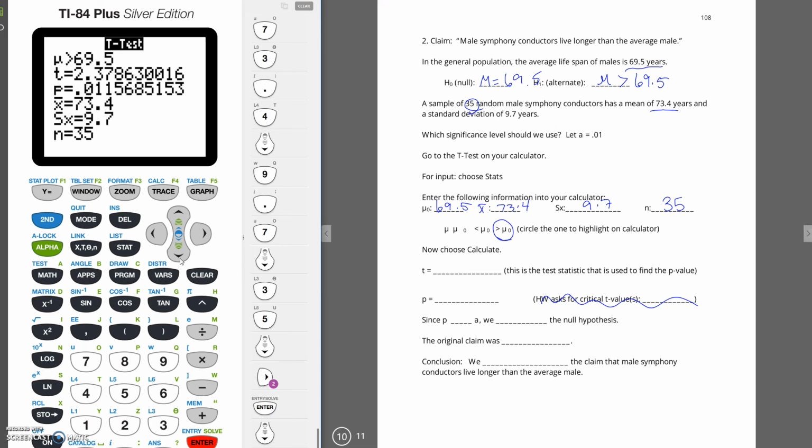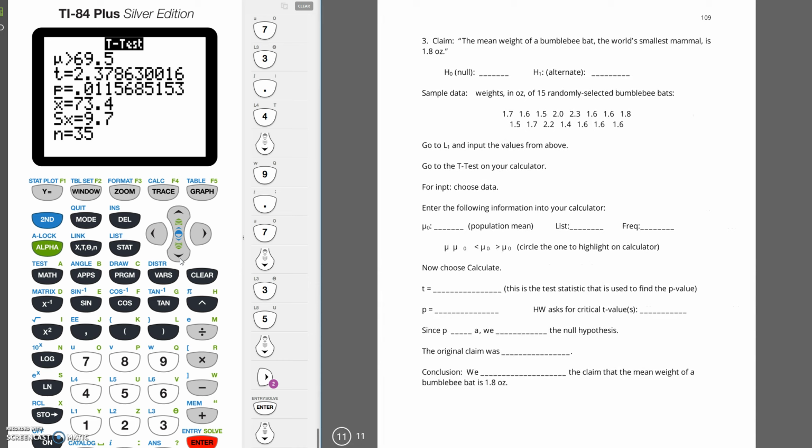So here our t would be 2.37. And our p again would be 0.012. Our alpha here was 0.01. So this number is larger than alpha... so since p is not smaller than alpha, we do not reject. Correction: p is 0.012, which is larger than 0.01.